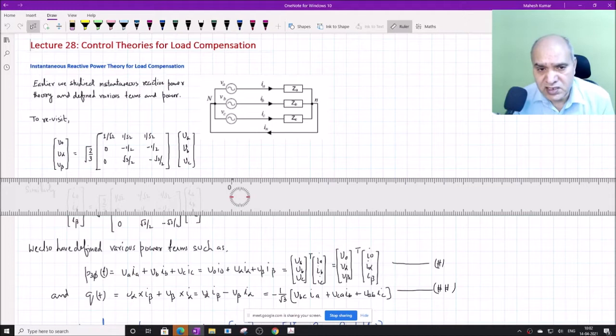In the previous class, we learned that the concepts which we developed were applicable to the three-phase, three-wire and three-phase, four-wire systems partially, but only for the fundamental load compensation, where the frequency is the fundamental. But here, even this restriction is not there. So in this lecture, we will talk about these aspects of load compensation.